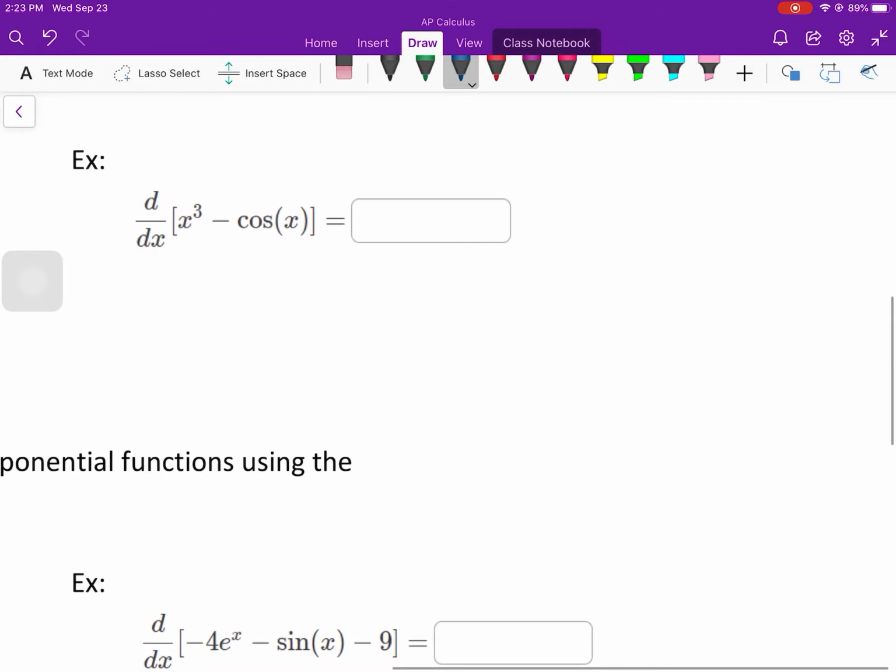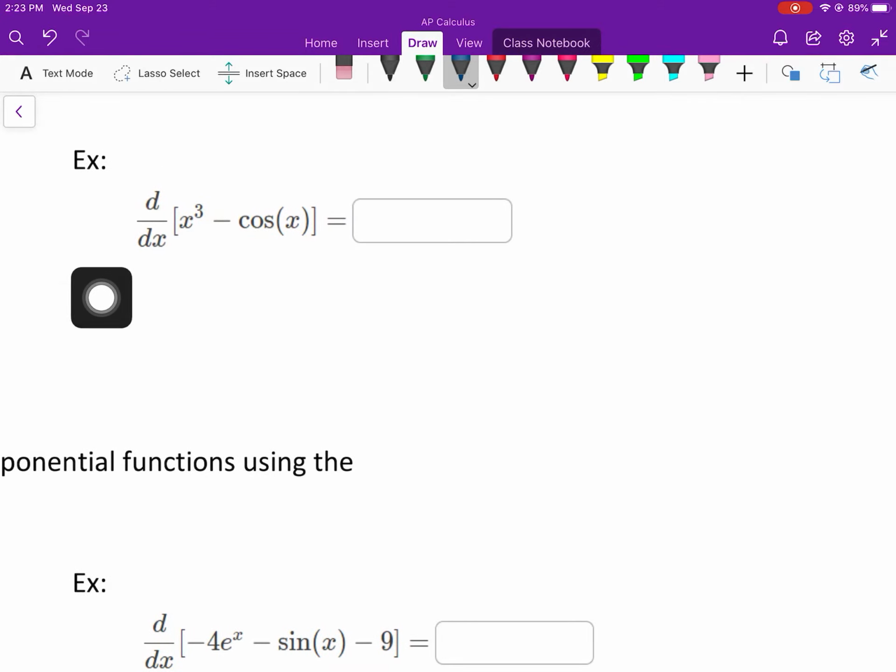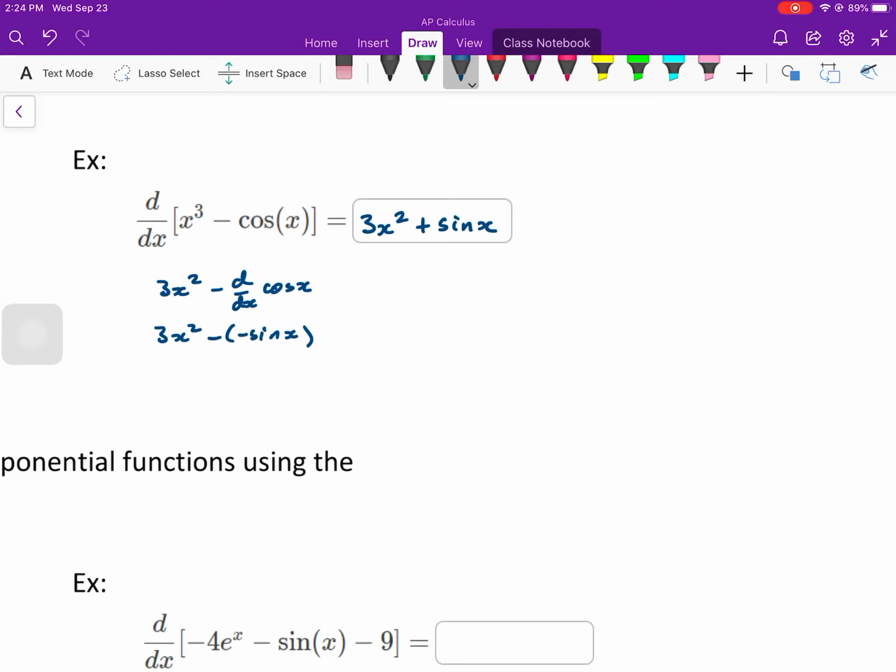And then here we're going to see the double negative case. So derivative of x cubed is just 3x squared. Here's the double negative. Derivative of cosine is negative sine, so negative sine. And if you think about that, that would be 3x squared minus the derivative of cosine of x, which would be negative sine of x. So that double negative is going to do what? It's going to make it a positive sine of x. So just be careful of those double negatives.